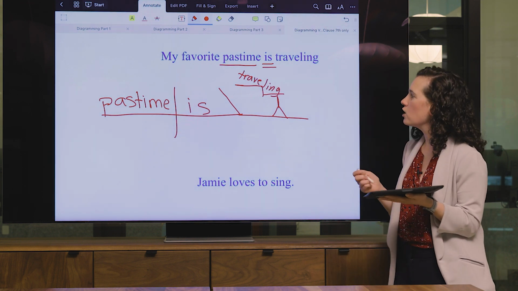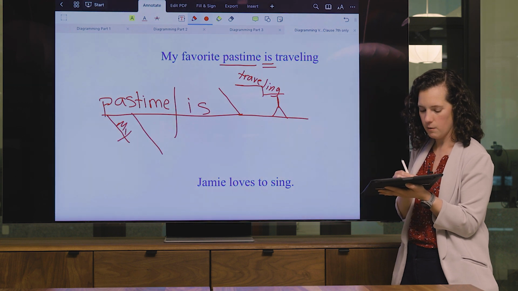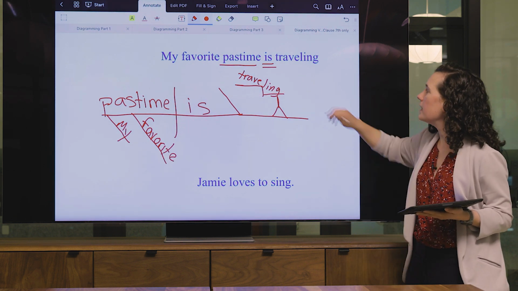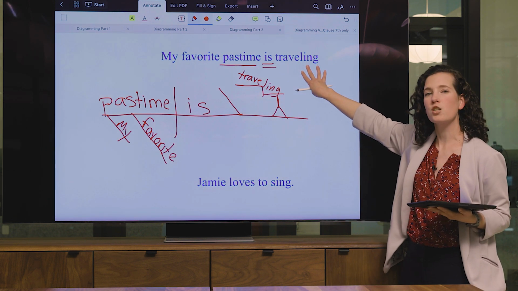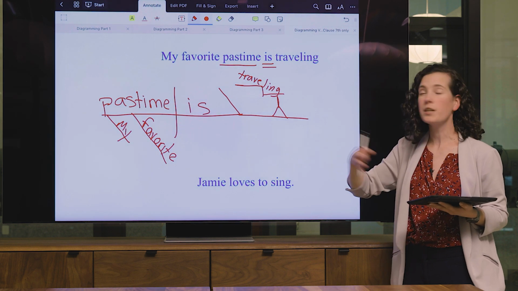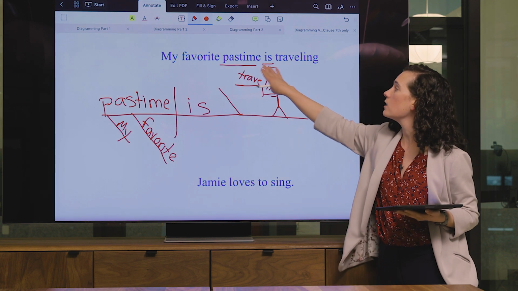Then we have our adjectives as we've practiced in the past. It was my pastime and it was a favorite pastime. So sometimes this could be a helping verb with an action verb, traveling. I am traveling, or he is traveling. In this case, it's a linking verb connecting the two together.